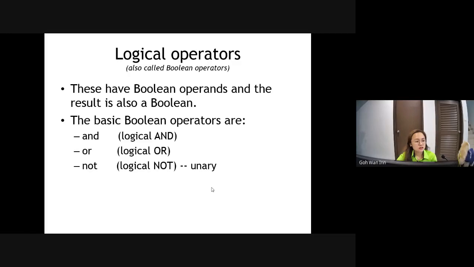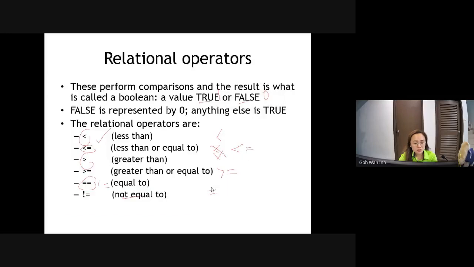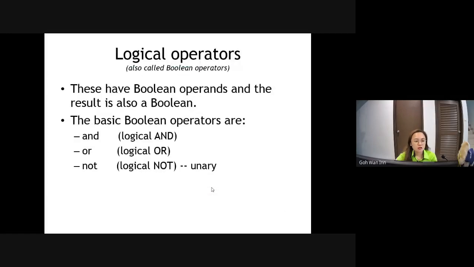Now we go to the logical operators. Just now was relational operators, and now it's logical operators. Logical operators have Boolean operands, and the result is also Boolean, either true or false. The basic Boolean operators are and, or, and not. These 3 are keywords. You cannot use them for other things. They are already assigned in Python to do the logical operations.